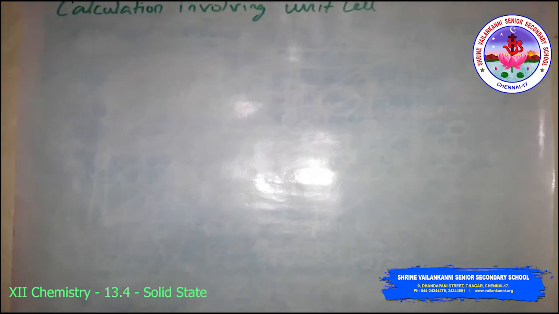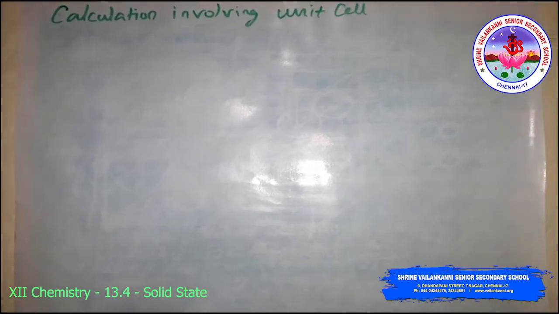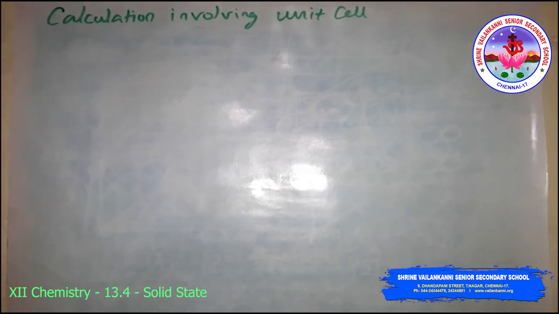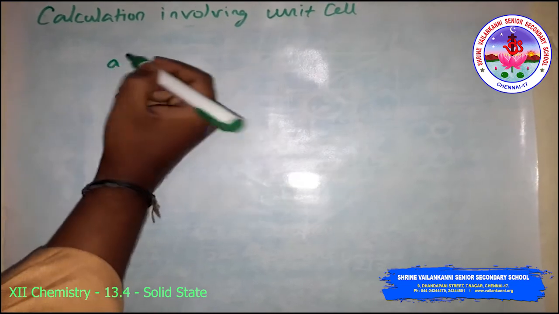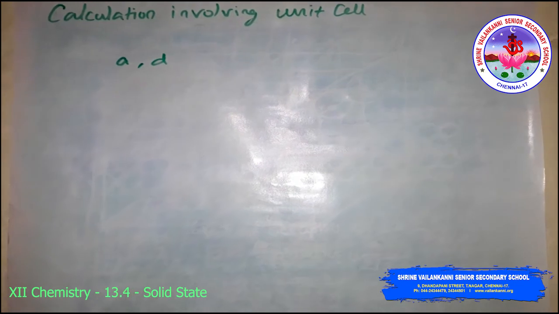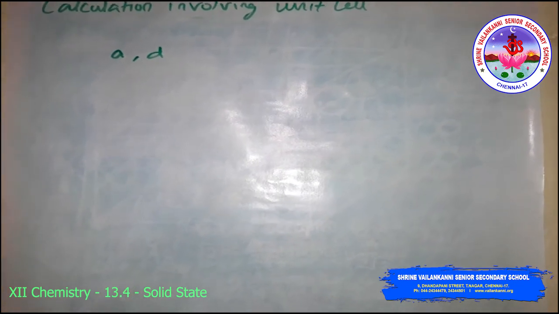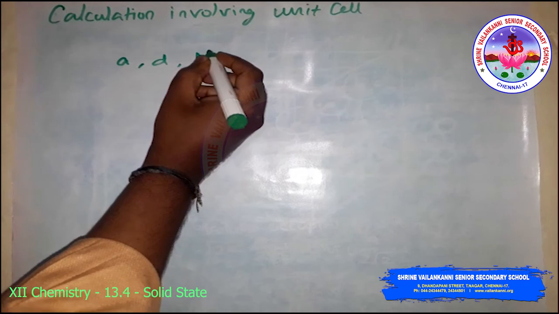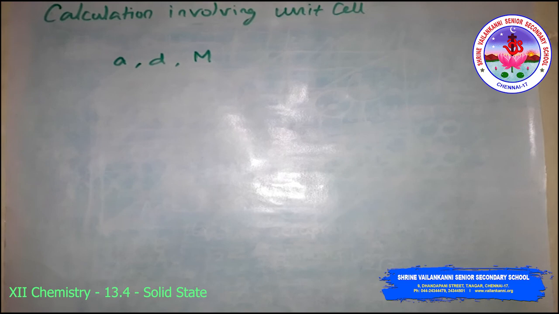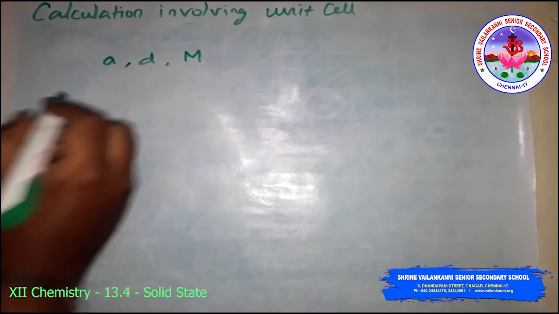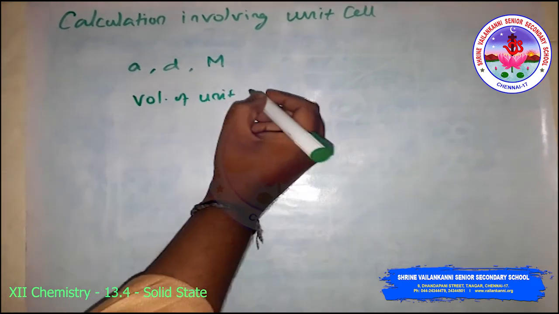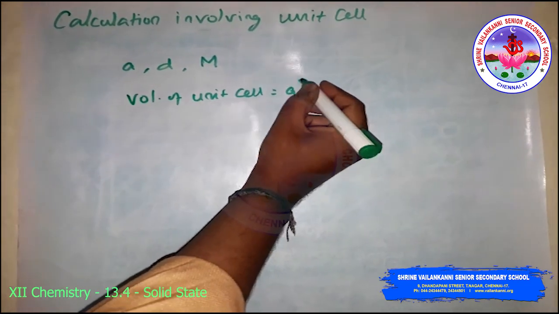Suppose the edge length of a unit cell of a cubic crystal is determined by X-ray diffraction studies. The edge length is a and the density is d. That is the density of the solid substance, the metal, and M is the molecular mass of the substance. So the volume of a unit cell is a cube. Volume of unit cell is a cube, already we know that.